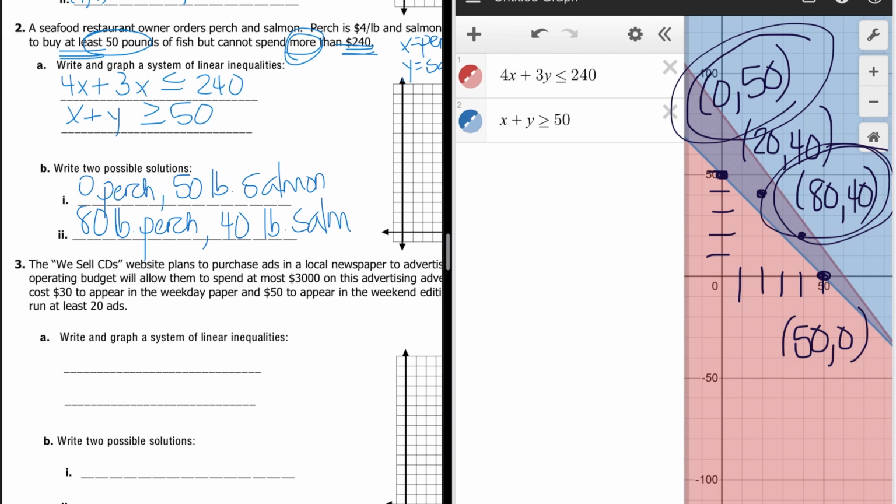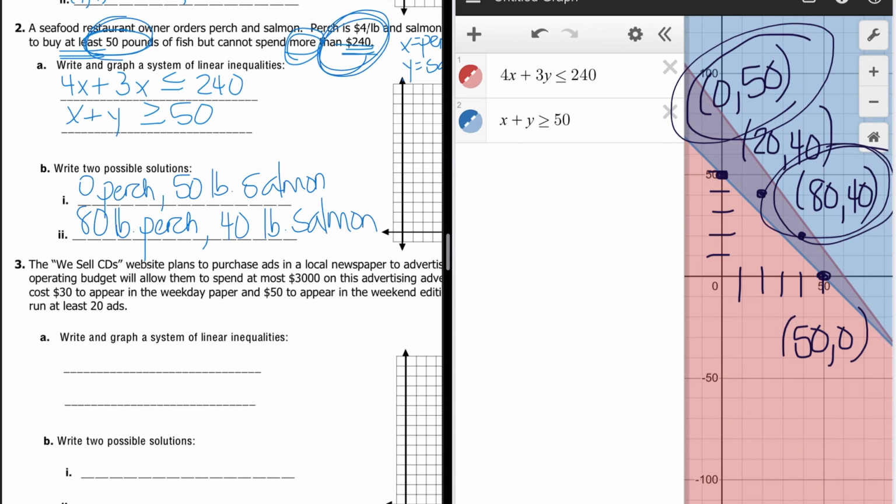If I were to actually calculate the cost of these two things, I would find that I would indeed be spending less than $240. And if I add up my pounds, I am at 50 or higher. So that's how you do these. You read, you come up with your two inequalities, then you graph them and you find 2 points that are in the overlapped shaded areas.